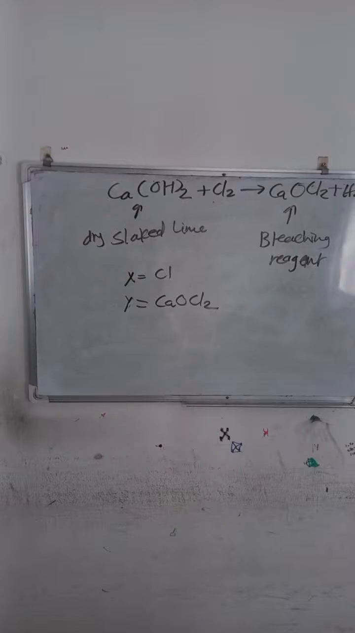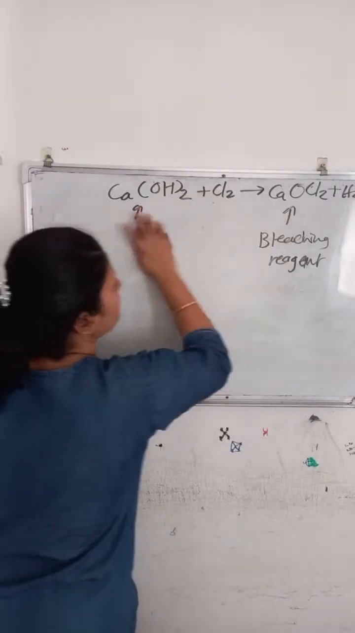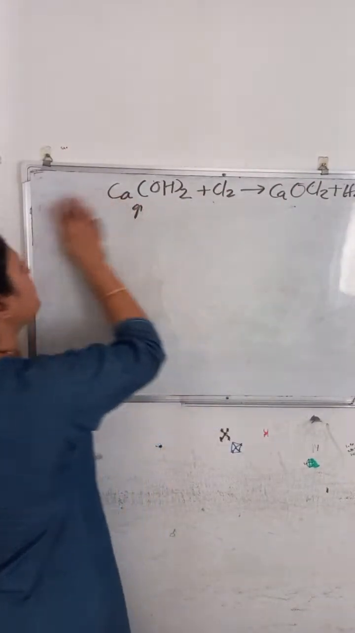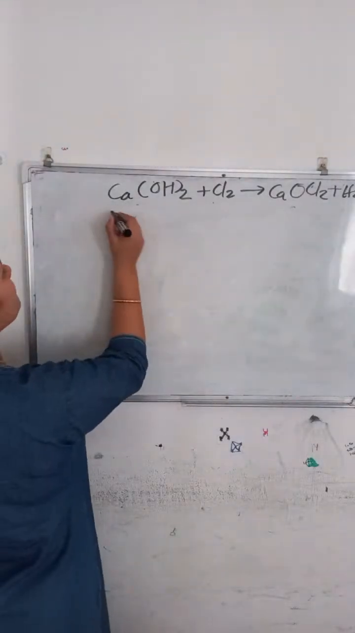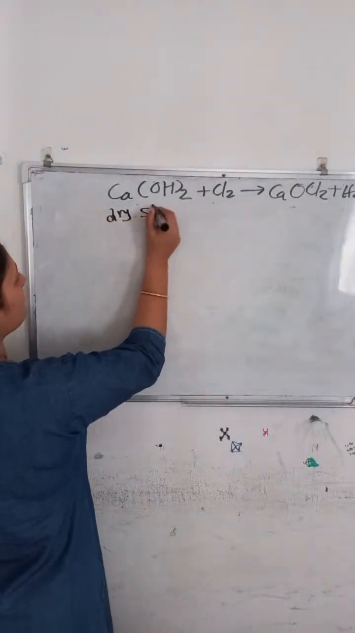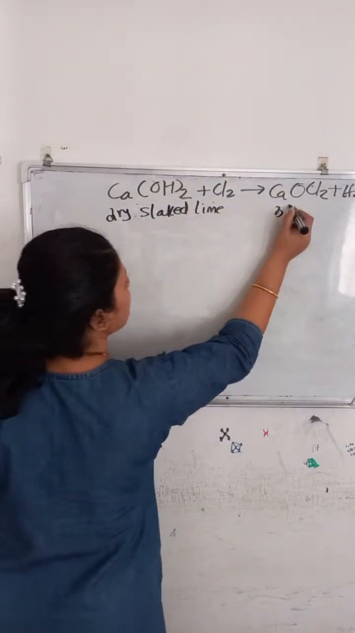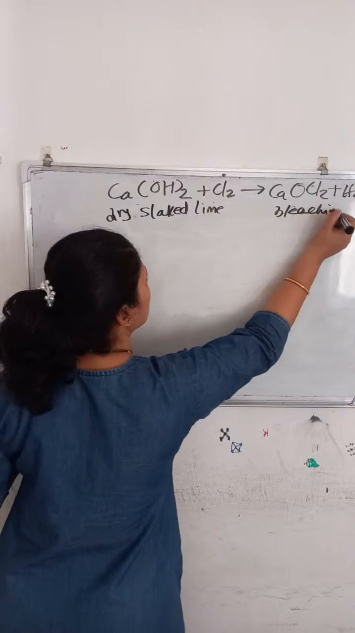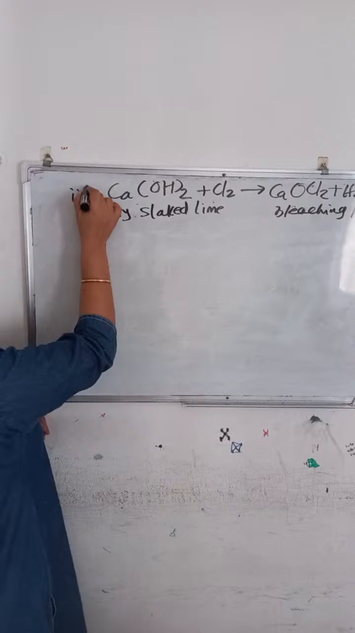Then the first one we can go. Bleaching powder is kept open in the air. So bleaching powder is nothing but what? CaOCl2. So I will write here the first equation. This is the answer. If you want, you can give here dry slaked lime, and this is the bleaching powder. Okay, this is the answer for the third part.